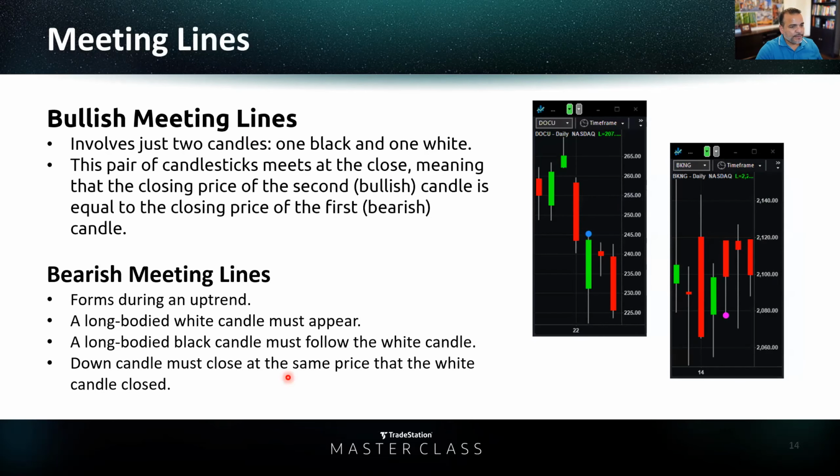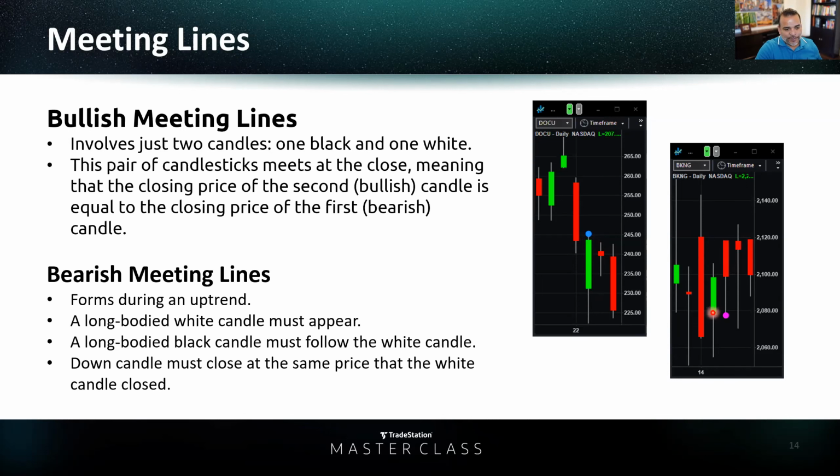Meeting lines involves just two candles, one black and one white. In this case, it will be one red and one green. They meet at the close. So this is what you see right here. So there's a down candle that closes, and then it opens at the next level. Actually, no, it opens down here, but they meet. The two closing prices meet at the same level, which is an interesting setup.